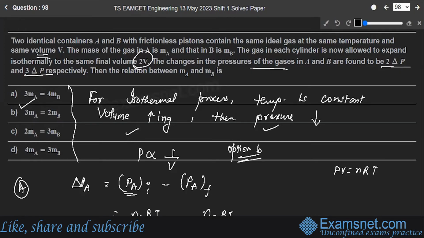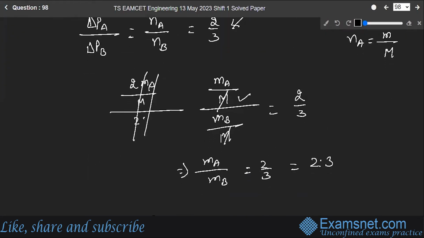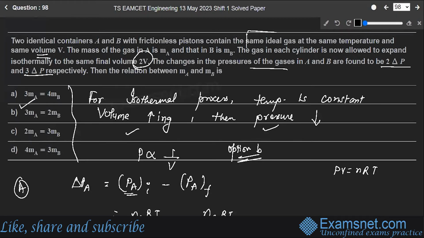Hope you understood that. See over here, one thing I would like to clear, that this M and this M, they are same, because in the question it is told that you are using the same ideal gas. So the molar mass for the two gases will be same. Hope you got that. Let's move to the next question now.